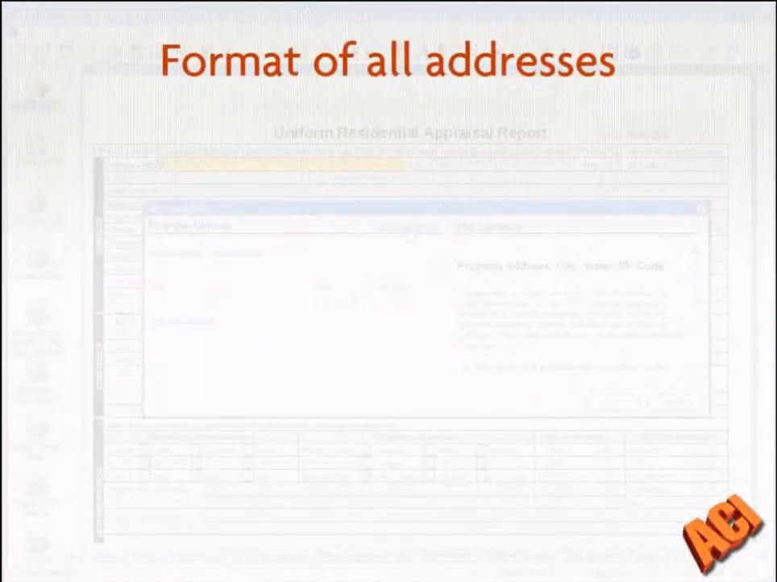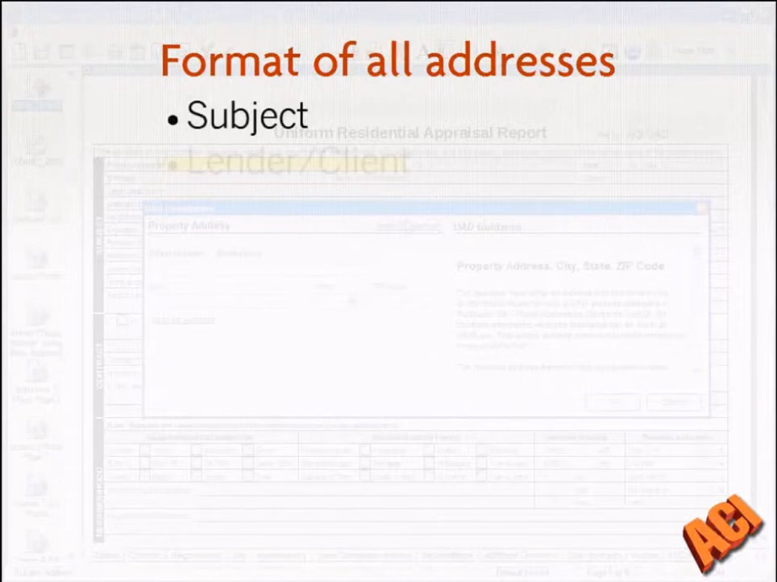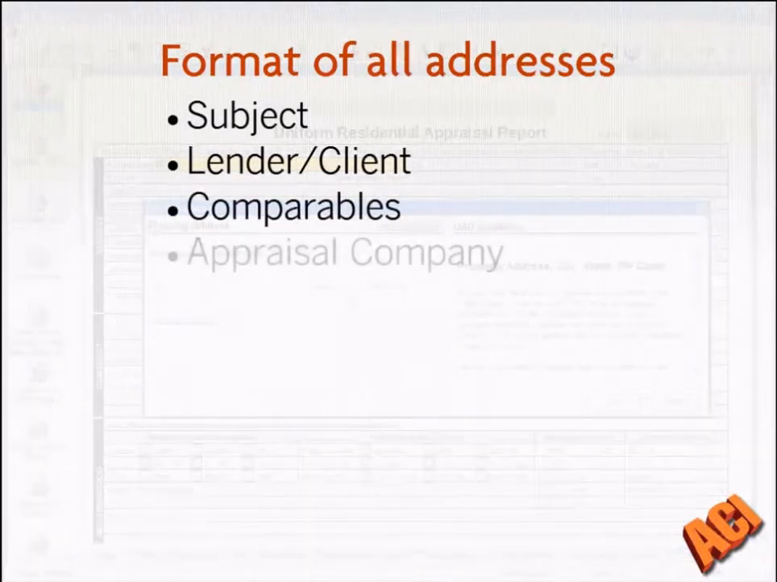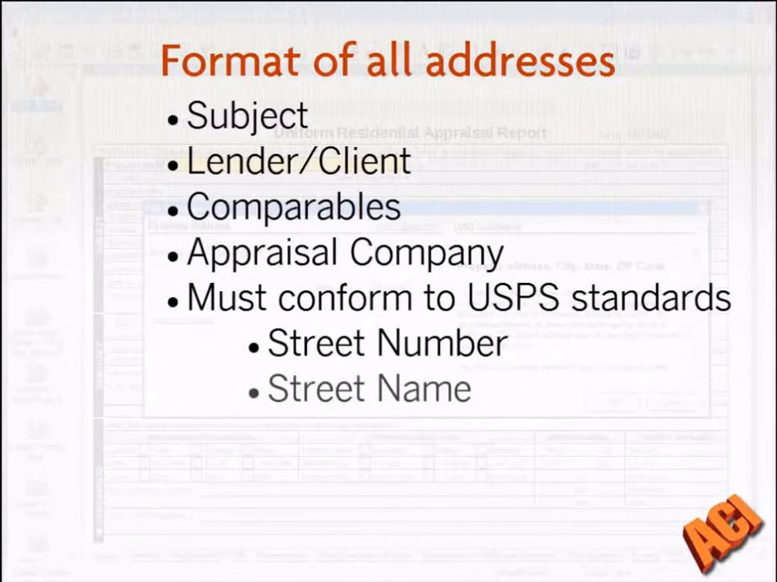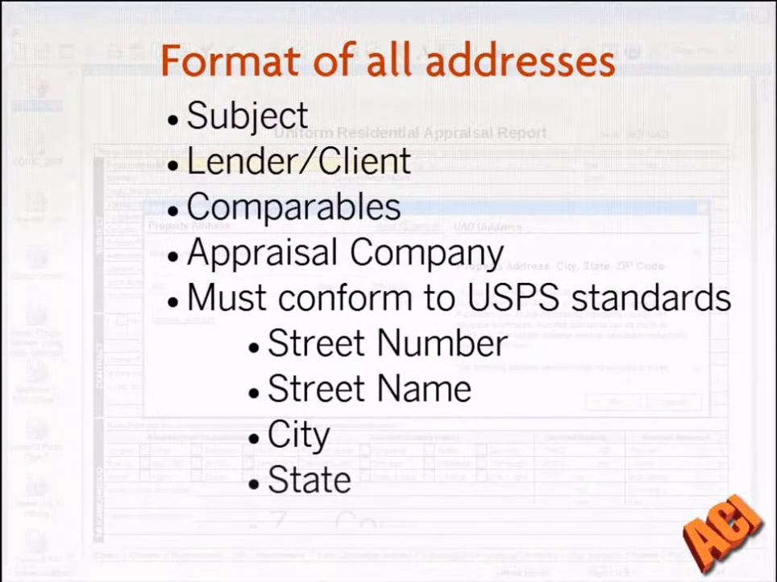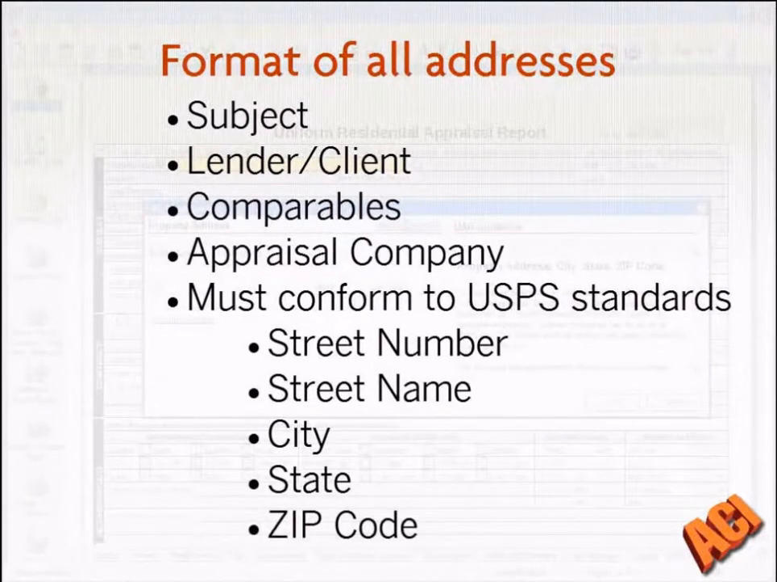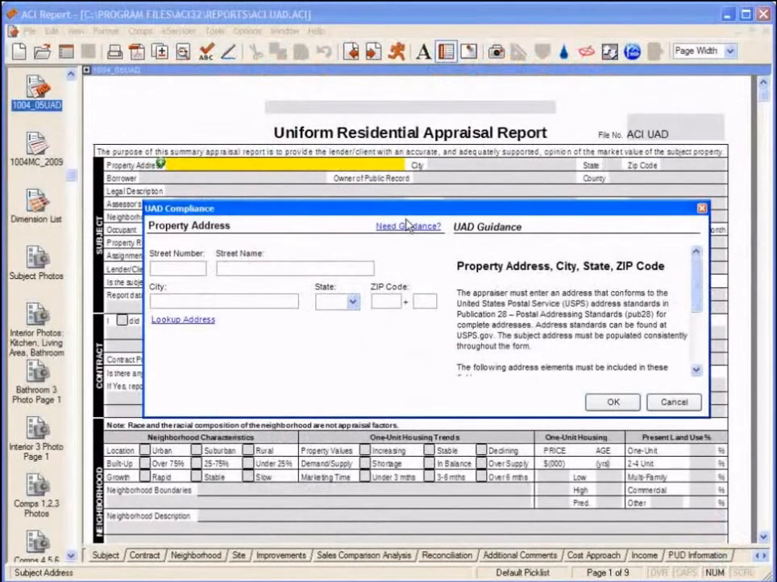The format of all addresses, subject, lender-client, comps, and company must conform to United States Postal Service address standards for street number, street name, city, state, and zip code. Address fields in ACI include the UAD compliance dialog for address validation. Address validation requires the street number, street name, and either city and state or zip code.